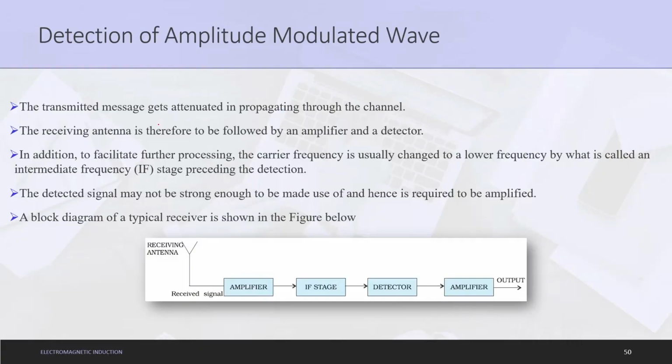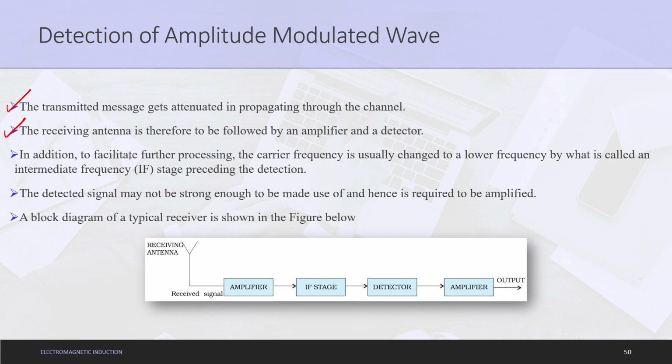So, the transmitted message gets attenuated in propagating, that is moving or passing, from point A to point B through the channel. The channel can be wired or wireless. The receiving antenna is therefore to be followed by an amplifier and a detector. So, the receiving antenna is to be followed by an amplifier and then a detector, quite clear from the diagram shown below.